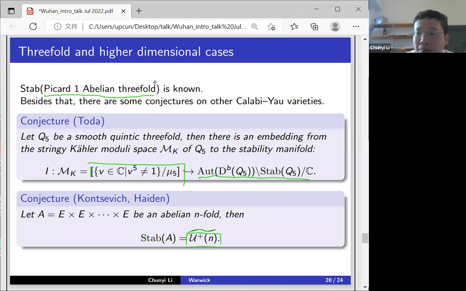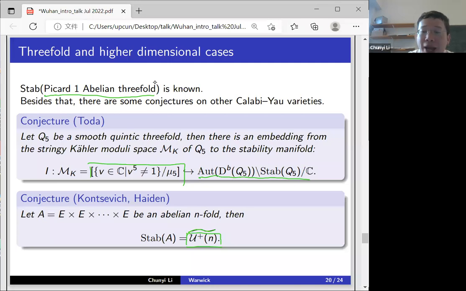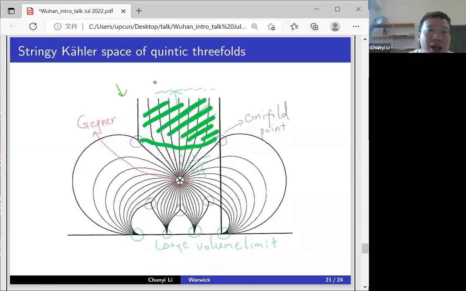For example, the one about the smooth quintic. So this picture is the whole thing, the stringy Kähler moduli space, as I drew in the last slides. This is the MK. It has 5 pieces. It has this highly stacky point here, which is called the Gepner point. And what we know is what we can construct: we have the stability conditions on this green shaded area.